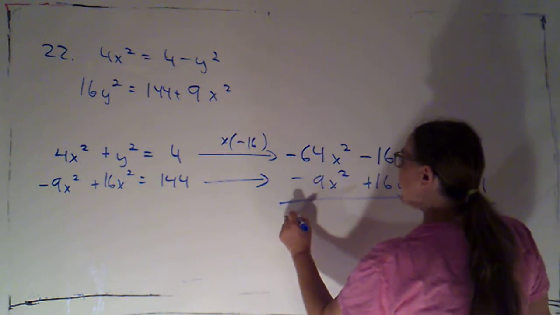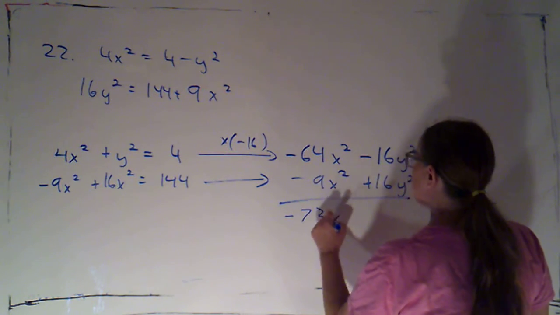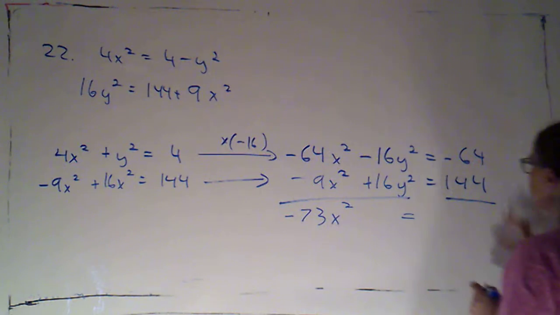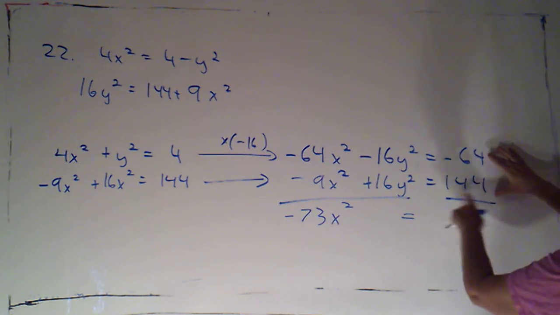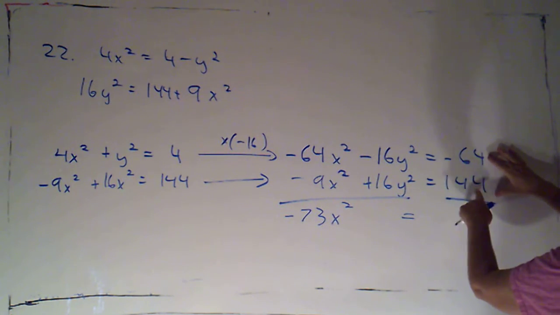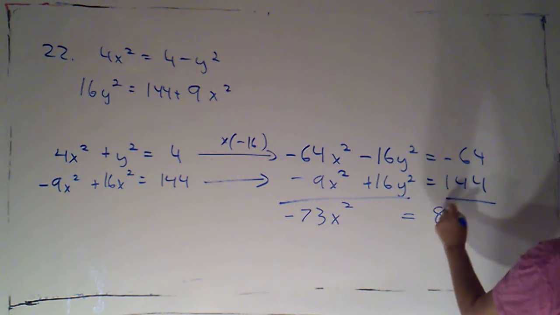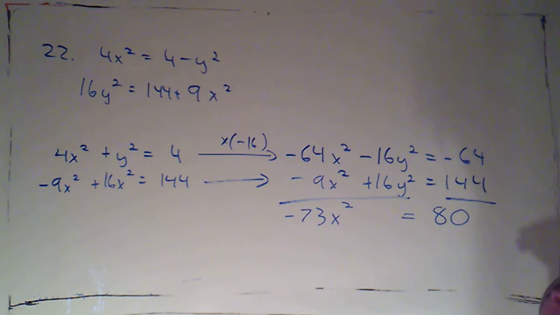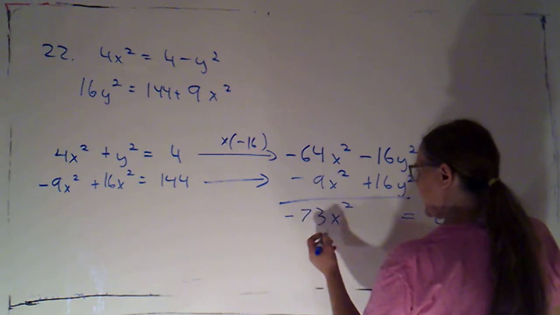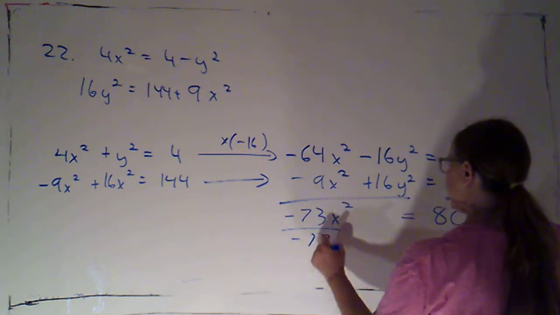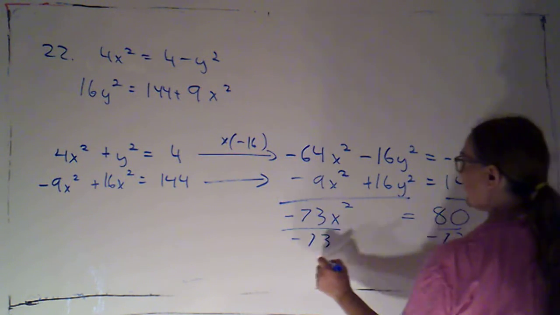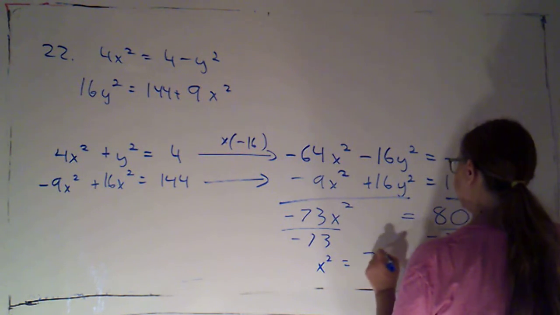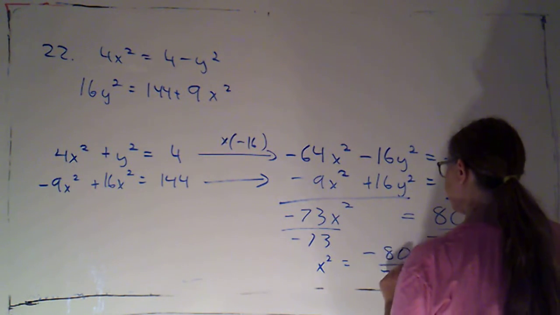So I'm going to have negative 73x squared is equal to, let's see, the positive number here is bigger. That's going to equal 80. Okay. Well, if I solve for x squared, I would divide through by negative 73. X squared would equal negative 80 over 73.